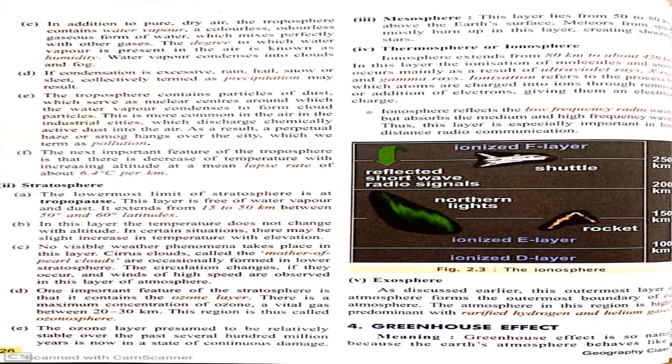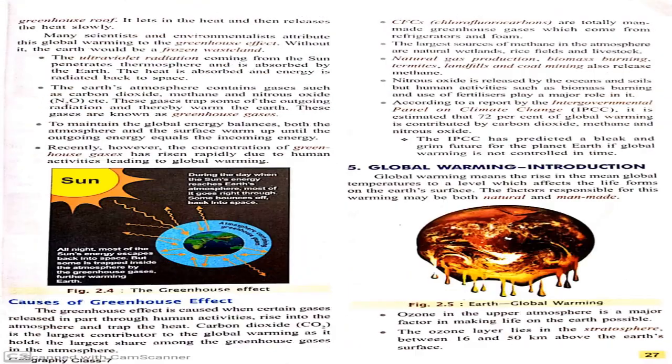Now, many of the scientists and environmentalists attribute global warming to the greenhouse effect. Without it, the earth would be a frozen wasteland. Now, if this greenhouse effect didn't happen, then what would be the condition of the earth? It would be a frozen wasteland, okay, fully covered with ice.